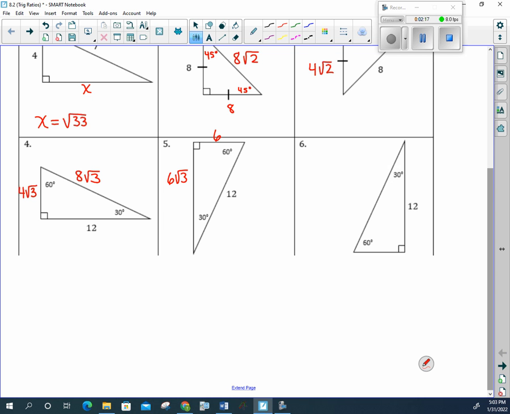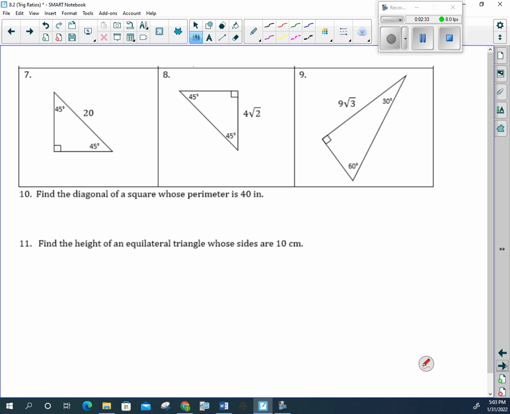And another 30, 60, 90, it looks like the one that we just had on number 4, except it's oriented different. So I'm going to divide by the square root of 3 to get to the short side. So that's going to be 4 root 3, and then our hypotenuse is going to be 8 root 3. Okay, 45, 45, I know the hypotenuse is 20, so I'm going to divide by the square root of 2 to get to a leg, so that's going to be 10 root 2.